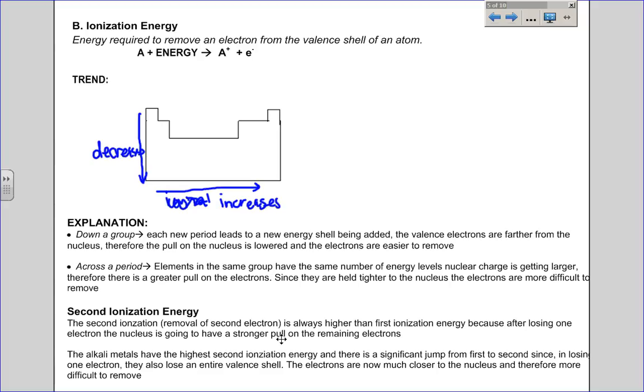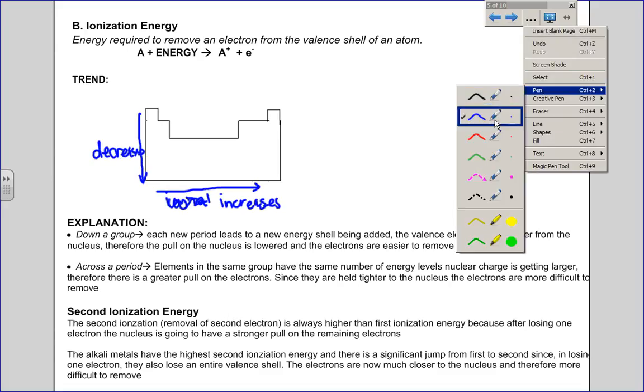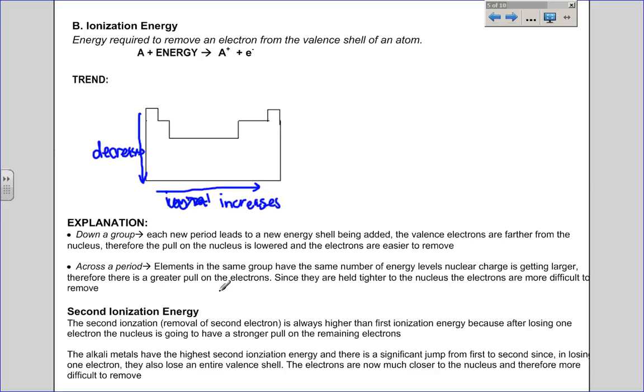When we talk about second ionization energy, it is the energy to remove the second electron. So we have an ion. If we want to look at it as a reaction, we have an ion, like A+, and we're adding energy, and we're going to remove an electron, so we'll be left with A 2+ plus an electron.